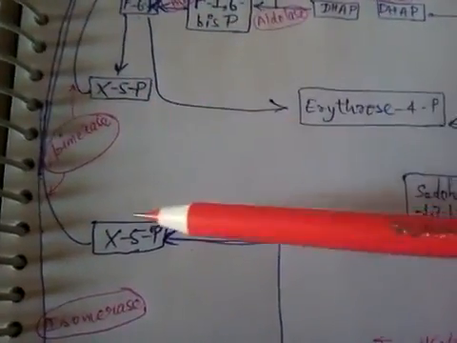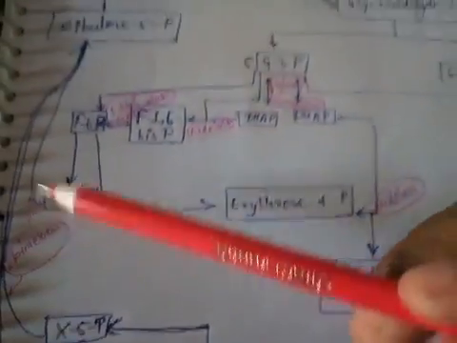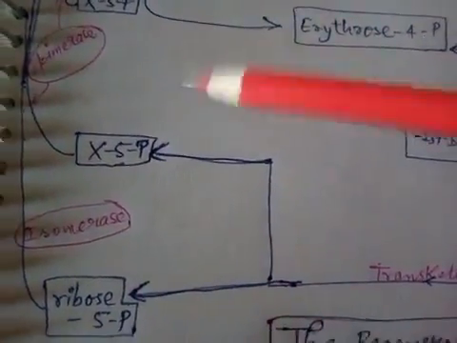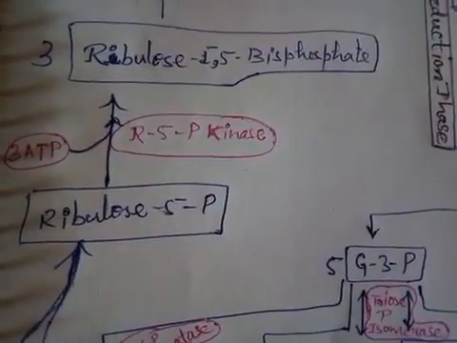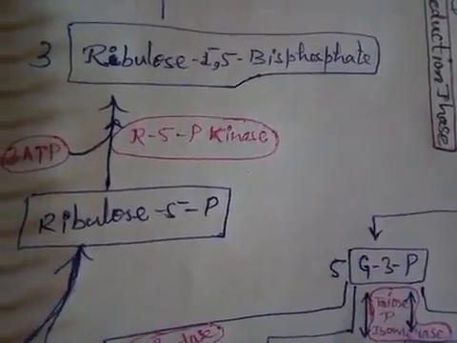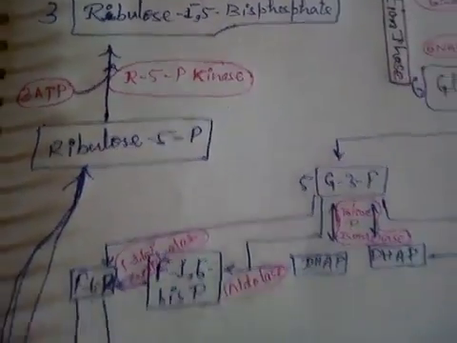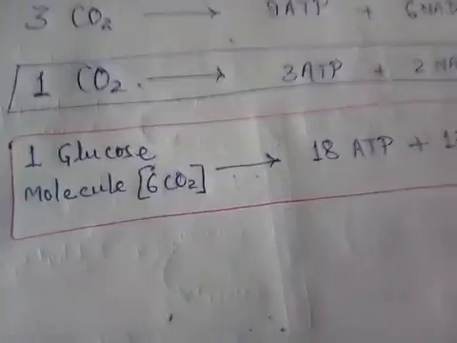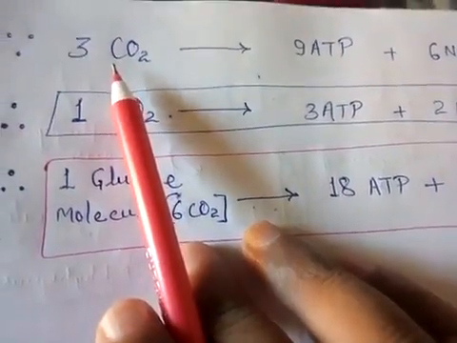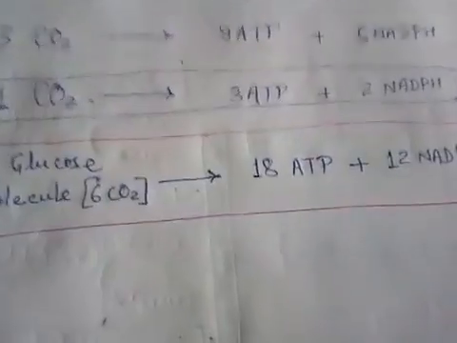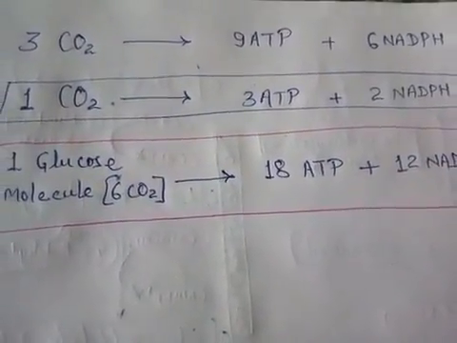Now, xylulose 5-phosphate in the presence of the enzyme epimerase is converted into ribulose 5-phosphate, whereas ribose 5-phosphate is converted into ribulose 5-phosphate in the presence of the enzyme isomerase. Further, this ribulose 5-phosphate is converted into ribulose 1,5-bisphosphate in the presence of the enzyme ribulose 5-phosphate kinase at the expenditure of 3 ATP. Therefore, when 3 molecules of CO2 are accepted by RuBP, 9 ATP plus 6 NADPH are utilized.